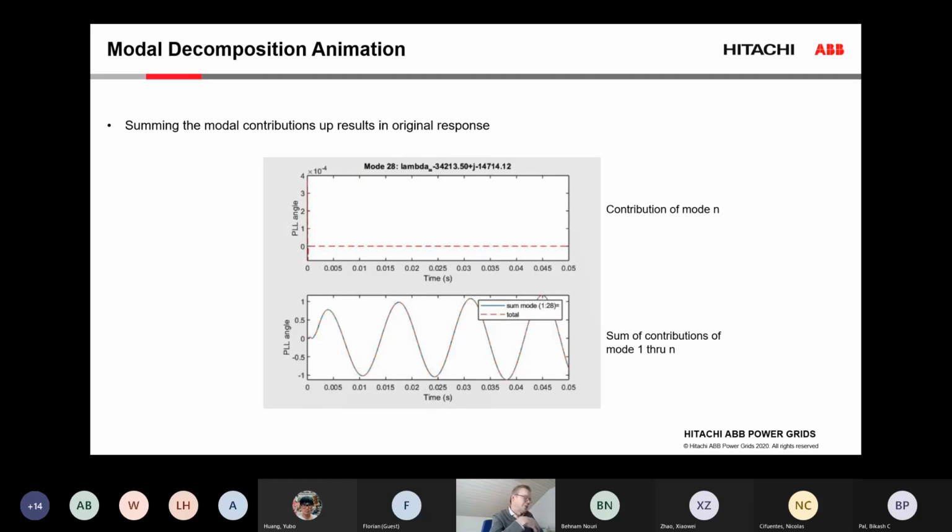And this also shows that this modal decomposition is a very good tool for model reduction. So you can rank the importance of these modes based on the eigenvalues, and you can choose to cut off here. So it's one way of doing linear model reduction.